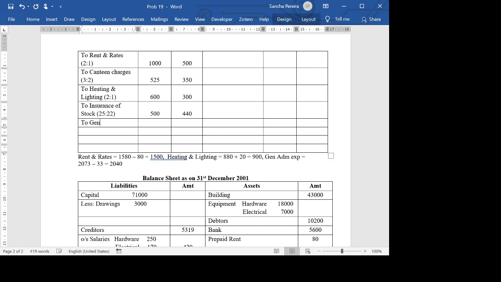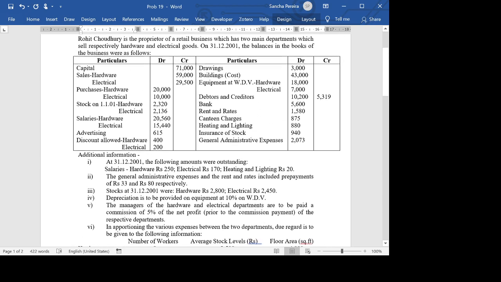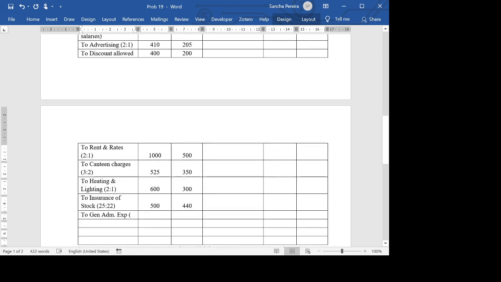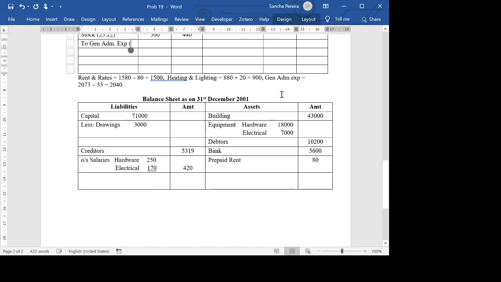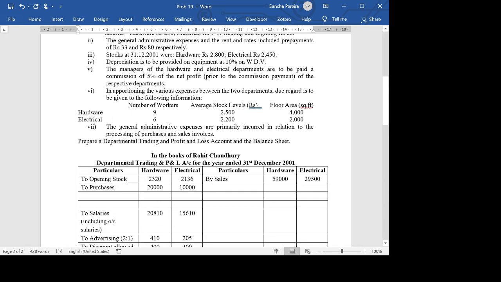They've already given the proportion: general administration expenses are primarily incurred in relation to the processing of purchases and sales invoices. So how are we going to get that ratio? I will just do a simple calculation. Ratio for general administration expenses in proportion to the total purchases and sales.